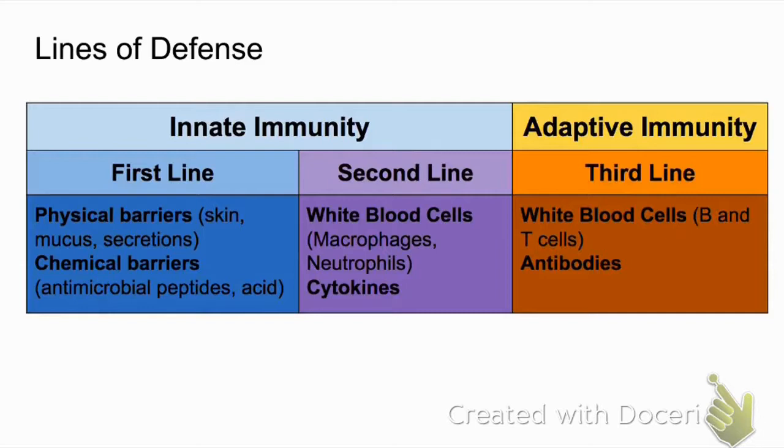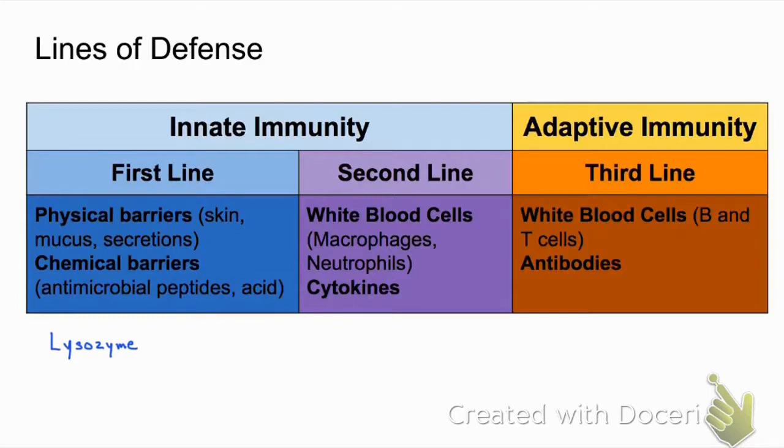Examples of chemical barriers can include antimicrobial peptides that the body produces, acids such as those that are found within the gastrointestinal tract or the stomach, and also lysozyme, an enzyme that we've talked about previously that'll break down the cell wall of gram-positive bacteria.